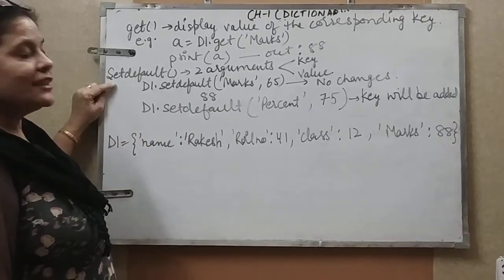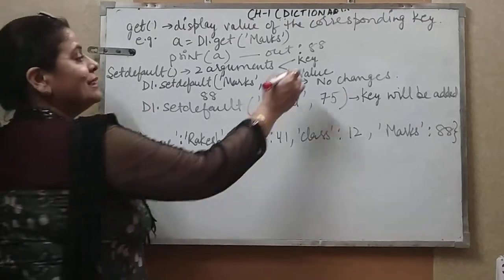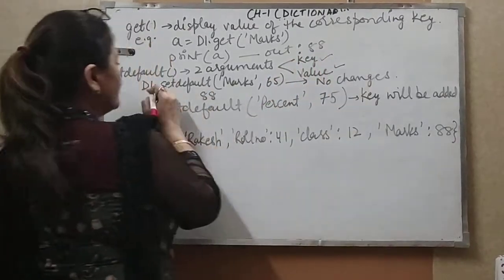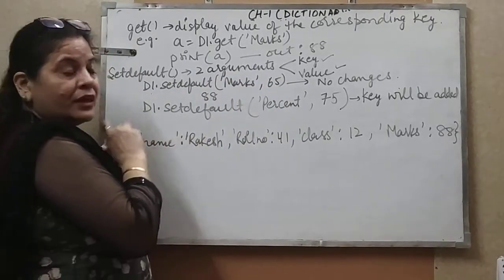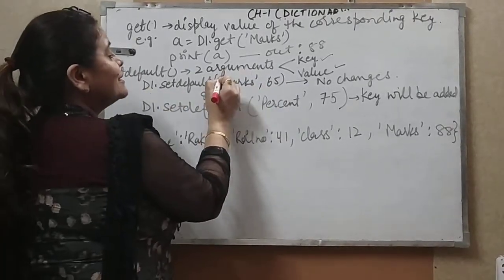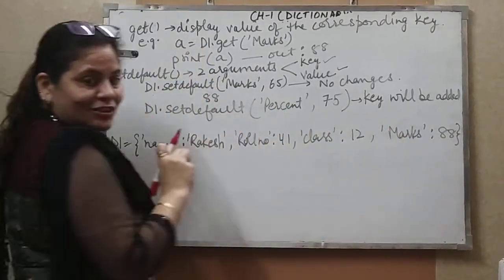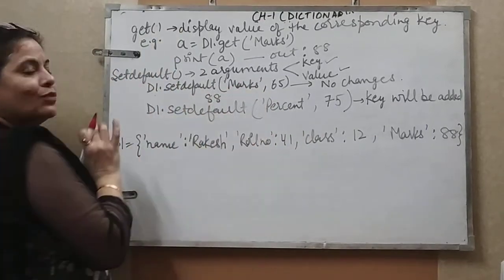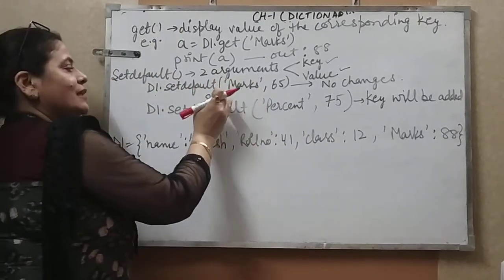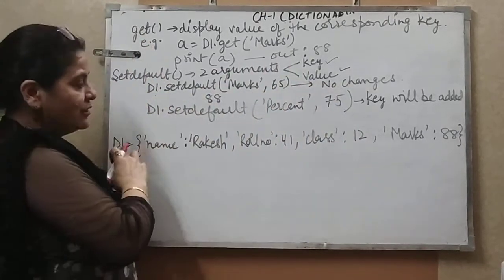Setdefault means it contains two arguments actually. One is the key, another is the value. If I write d1 dot setdefault single quote marks comma 65, this means that marks is my key, and if this key is already existing in my dictionary, then there will be no change and it will display me the value as 88. That the marks contain already the value as 88. So there will be no change in the dictionary.